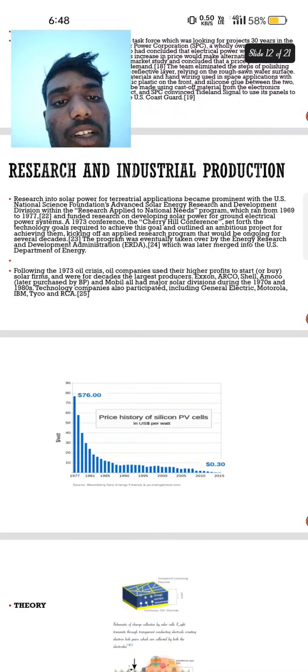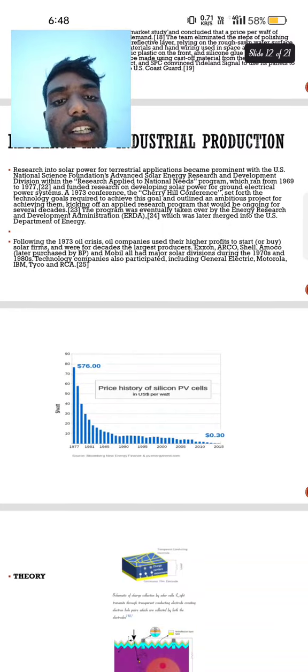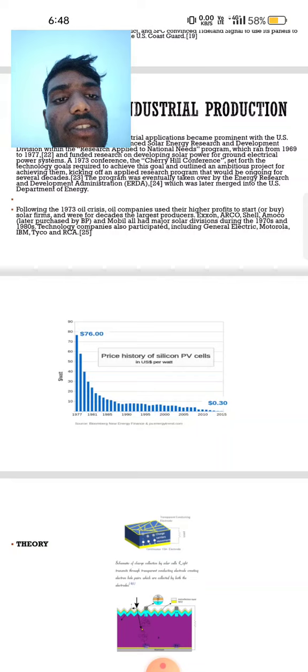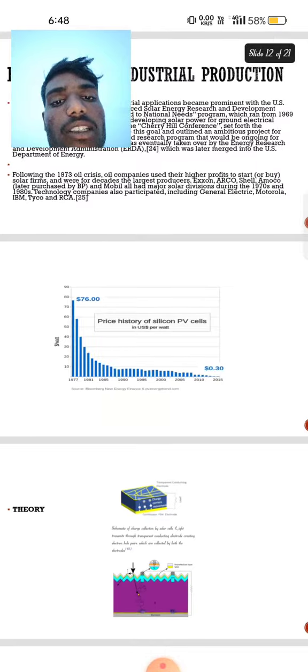Research into solar power for terrestrial applications became prominent with the U.S. National Science Foundation's Advanced Solar Energy Research and Development Division within the Research Applied to National Needs program, which ran from 1969 to 1977 and funded research on developing solar power for ground electrical power systems. A 1973 conference, the Cherry Hill Conference, set forth the technology goals required to achieve this goal and outlined an ambitious project for achieving them, kicking off an applied research program that would be ongoing for several decades. The program was eventually taken over by the Energy Research and Development Administration, which was later merged into the U.S. Department of Energy.